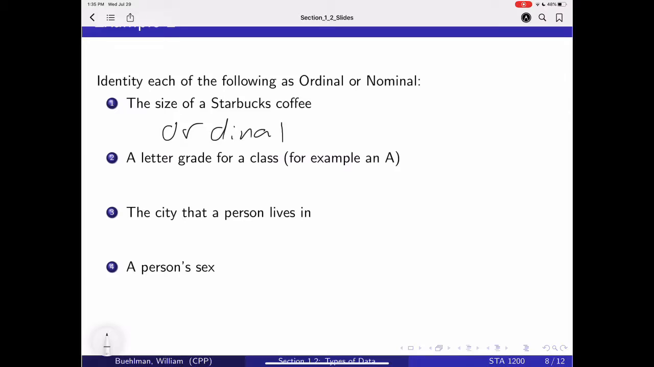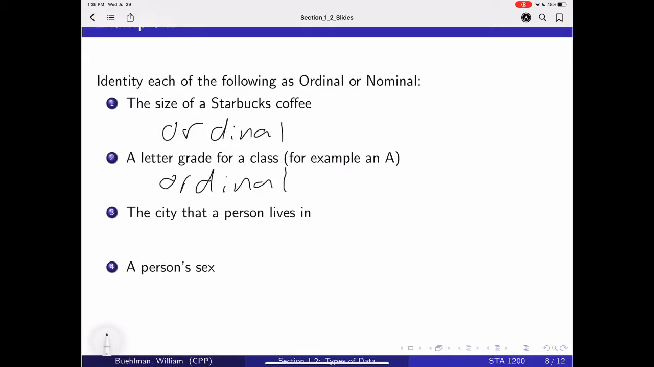So letter grade in your class. We have A's, B's, C's, D's, F's, and all sorts of pluses and minuses. And if we think about it, is an A better than a B? Is a B better than a C? Yes. So there is an order here. So again, it is ordinal.